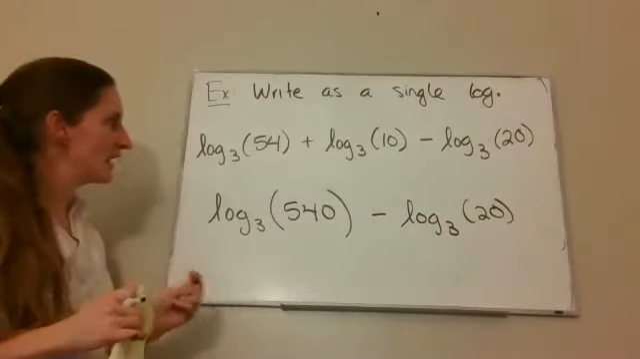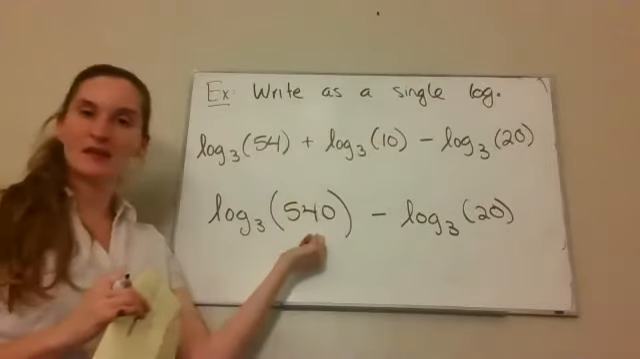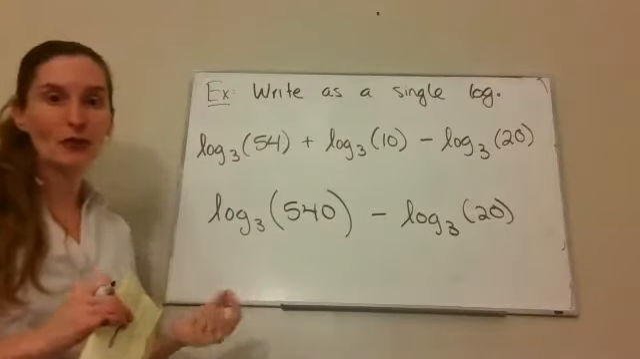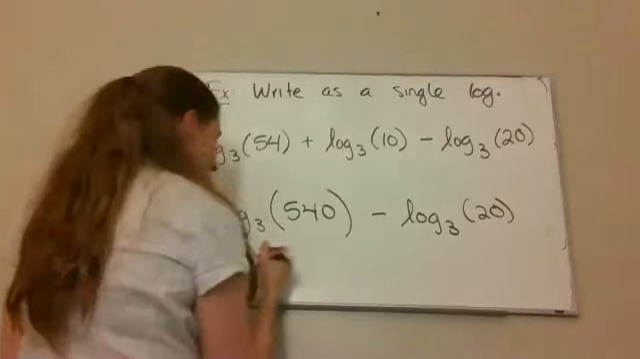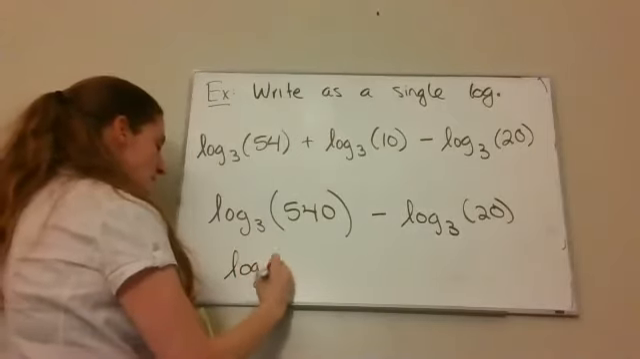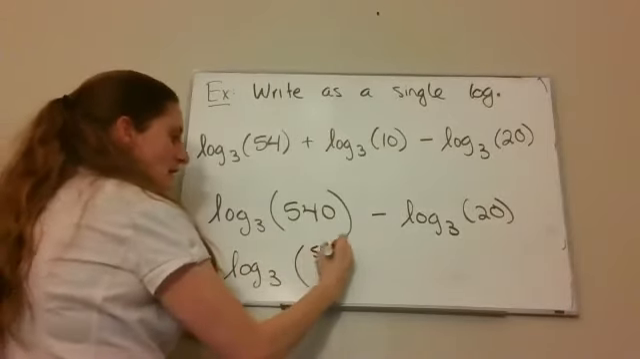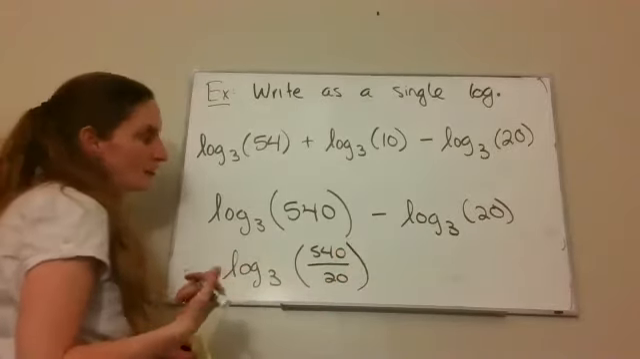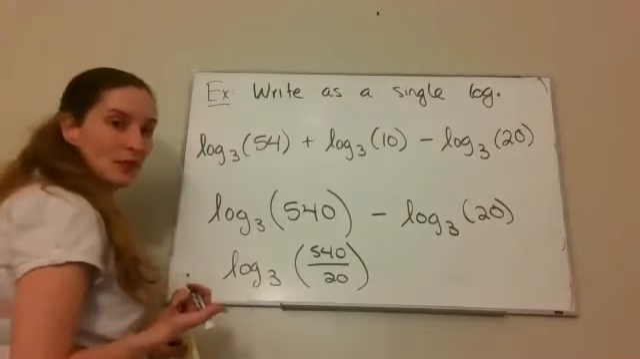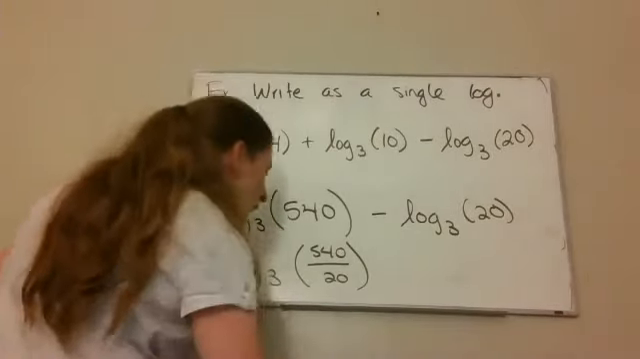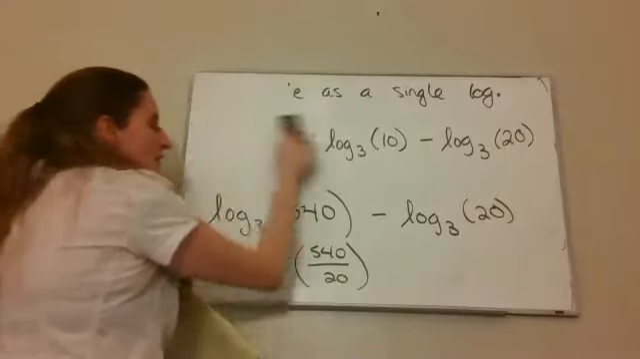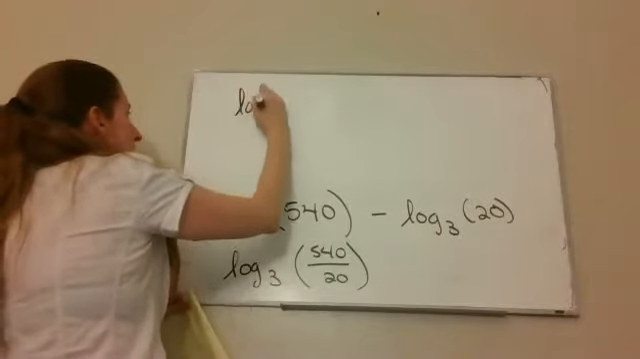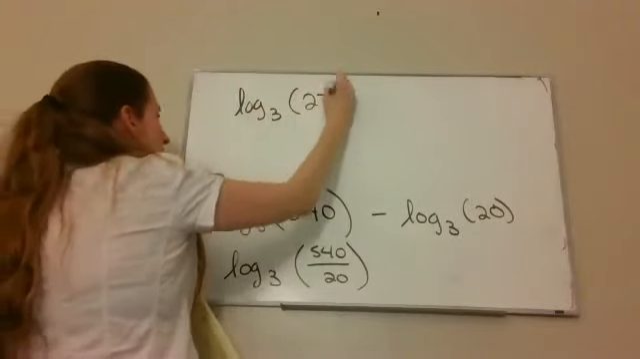So again, what I did there is I multiplied the two arguments inside. So I had a 54 and a 10. When I multiply them, I get 540. Now I get to use the division property and get log base 3 of 540 over 20. Now we have written this as a single logarithm, but we can simplify this. 540 divided by 20 is equal to 27. So this is log base 3 of 27.